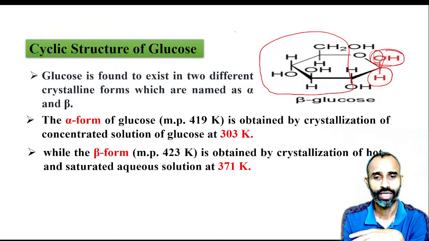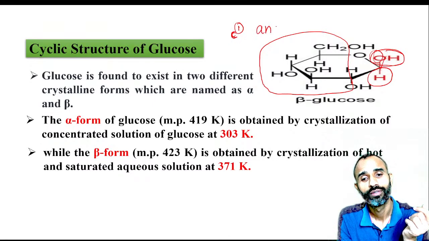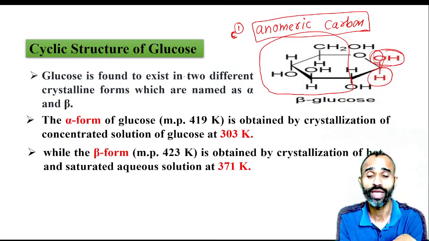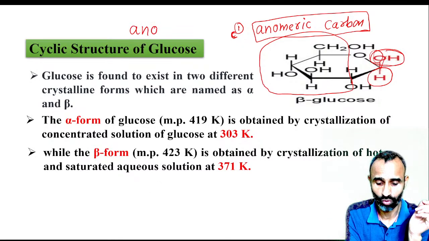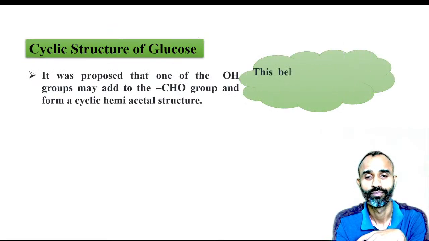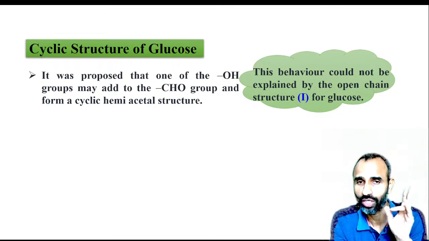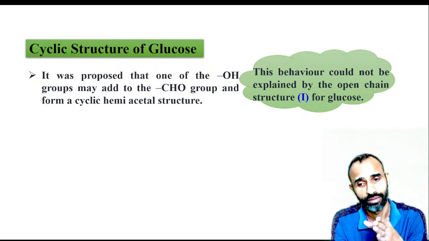There is a difference on the first carbon only, and the first carbon in aldoses is called the anomeric carbon. Because there is a difference on the anomeric carbon, these two, alpha D plus glucose and beta D plus glucose, are called anomers of glucose. So it was proposed that one OH group may add to the CHO group and form a cyclic hemiacetal structure. This behavior could not be explained by our open chain structure.